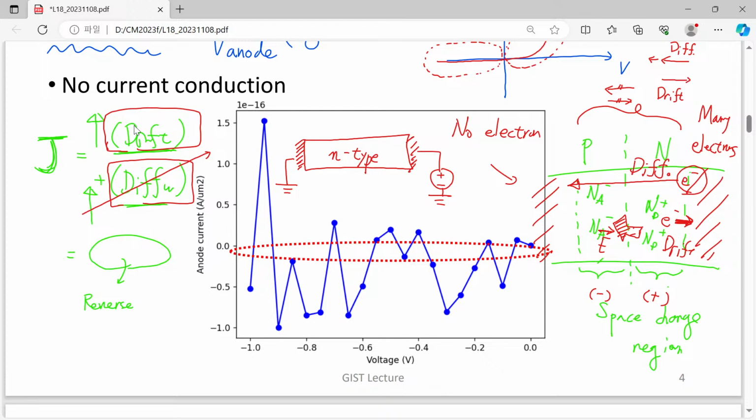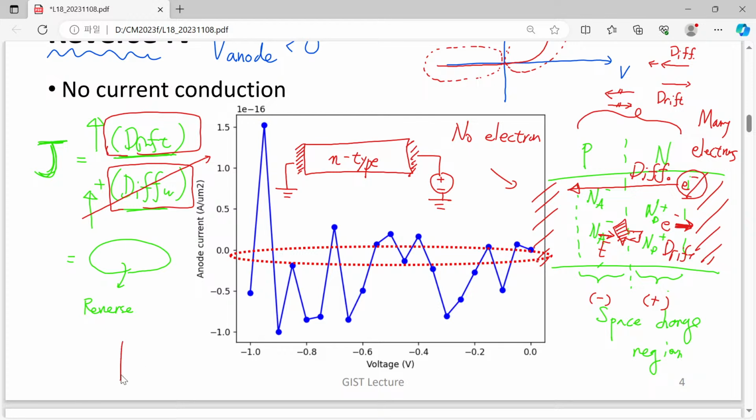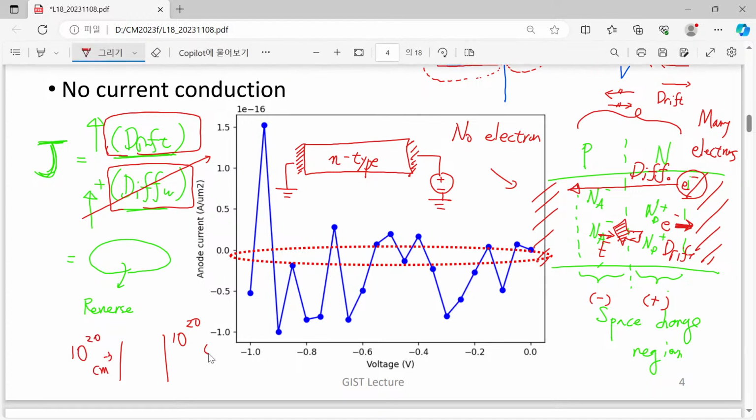If doping density is reduced, then what will happen? Then you will have a much degraded electric field. So the drift term is reduced. Also the diffusion term is reduced because, for example, you had 10 to the 20 per cubic centimeter and 10 to the 20 per cubic centimeter. That was the situation. But instead of that, you now have 10 to the 18 per cubic centimeter and 10 to the 18 per cubic centimeter.